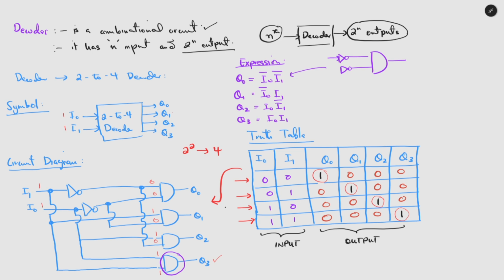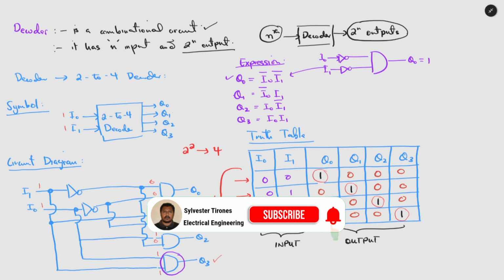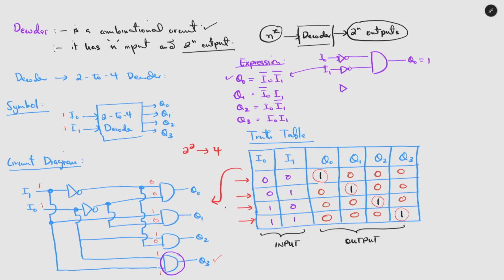So we can have I0 and this one will be I1. When we invert both, it will now give us Q0 equals 1. So for Q1, we can now draw that we have I0 going to the AND gate, and we have I1. This will now give us Q1 equals 1.